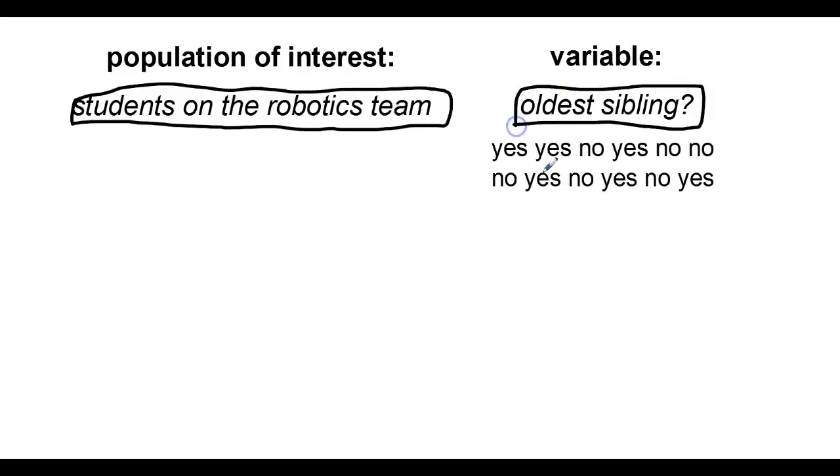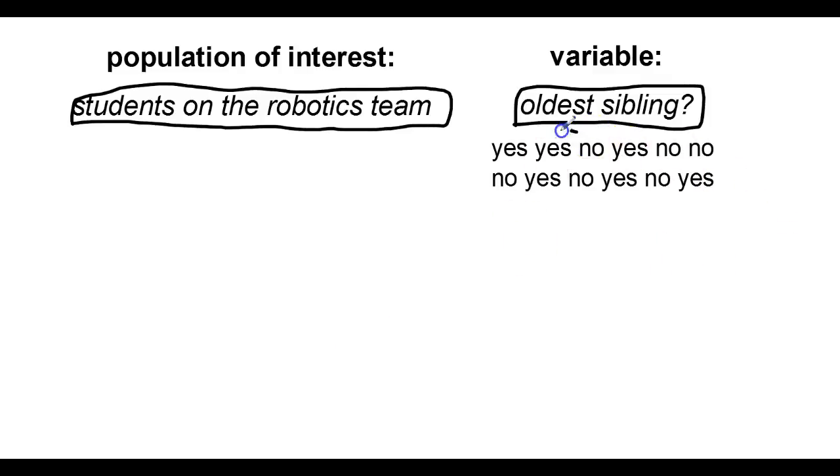So imagine I walked up to these 12 students and asked each of them, are you the oldest sibling? And their two choices are either yes or no. So the first one said yes. The second one said yes, I'm the oldest sibling. The third one said, no, I have an older brother or sister, so I am not the oldest sibling, and so forth. And you ask each person to answer those questions.